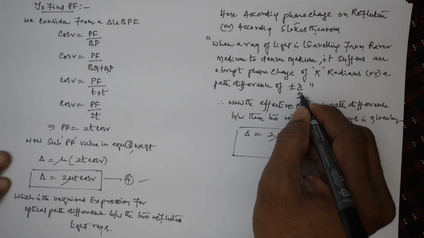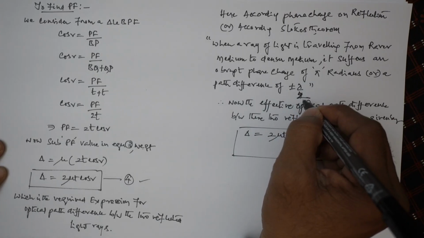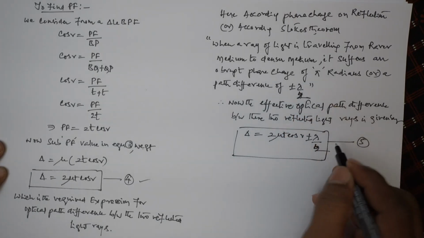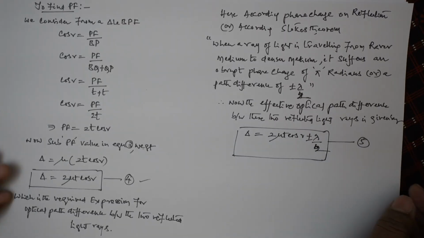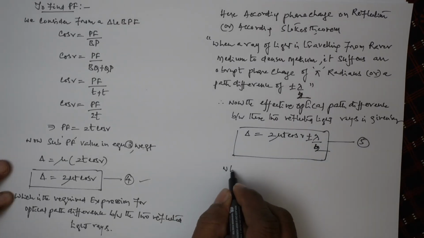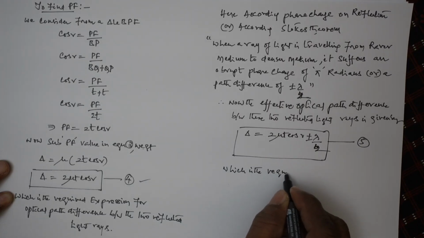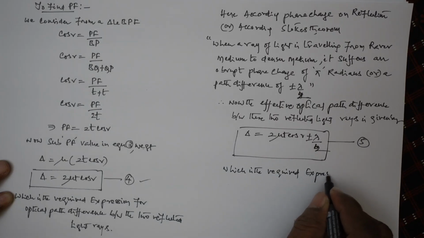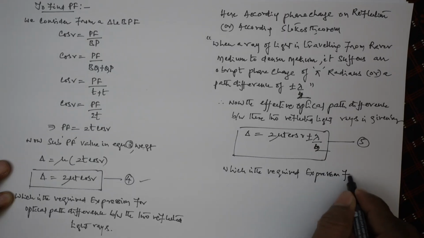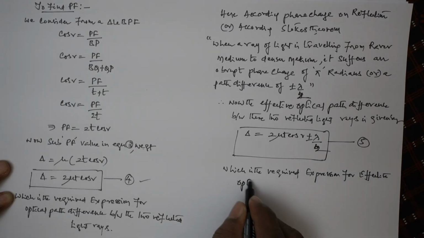Plus or minus lambda by 2 means, if the phase difference is pi, the path difference is equal to lambda by 2, because we have the relation that phase difference is equal to 2 pi by lambda into path difference. So this is the required expression for effective optical path difference.